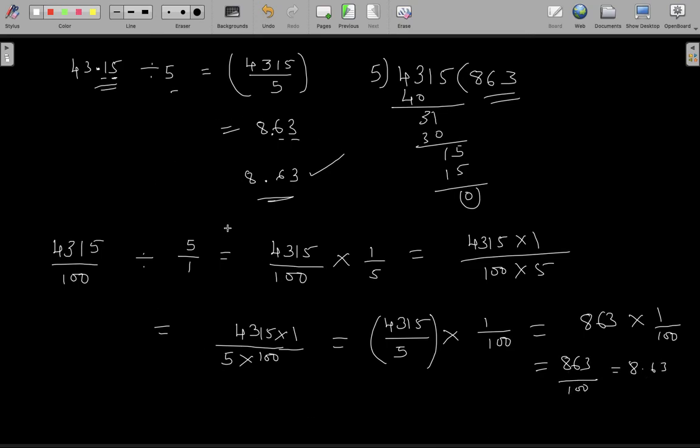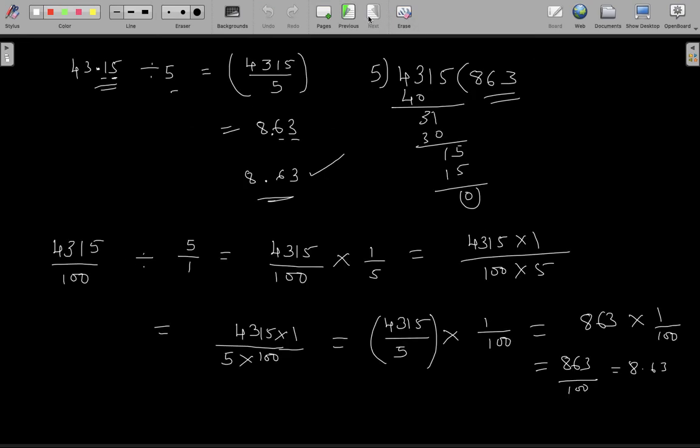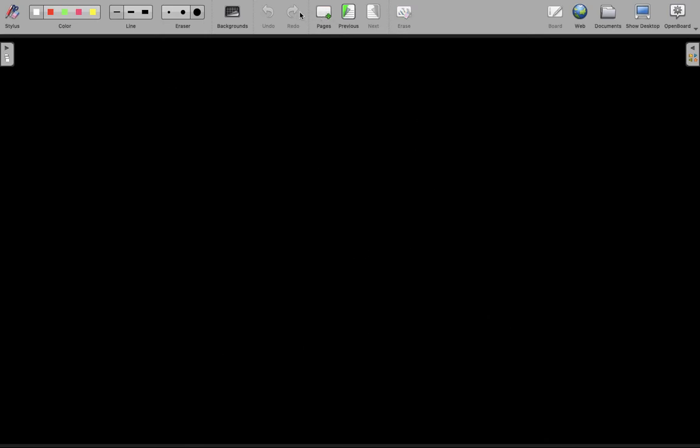Now all these procedures are just for the sake of our understanding. But when we are actually solving it, we can simply solve it by direct division. That is, 43.15 when it is divided by 5. You start dividing it normally. Once you reach this decimal point here, that is, once you start bringing down the digits which come after the decimal point, you introduce the same decimal point here in the quotient so that you get your answer directly here itself. Right?